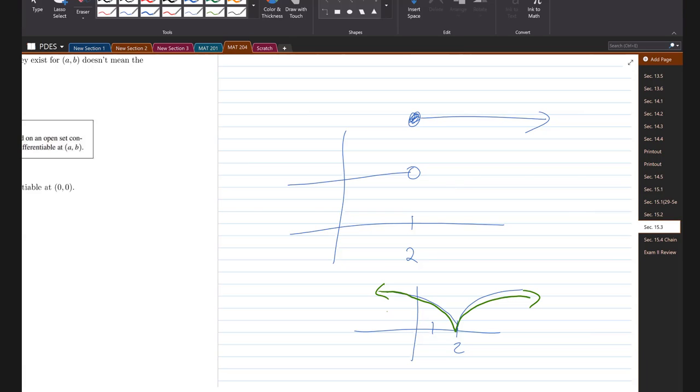So being continuous is a necessary but not sufficient requirement to be differentiable. Meaning, if you're not continuous, there's no way you're going to be differentiable. But just because you are continuous doesn't mean you will be differentiable. If I've lost you on that, here's an example.